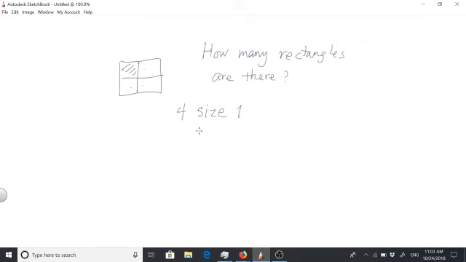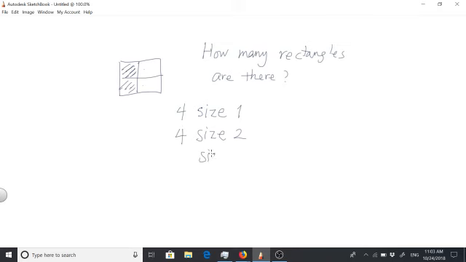And then next we count the bigger size. Let's call it size 2. What has size 2? Well, these contain 2 rectangles, for example, 2 size 1s, and these 2 together will be size 2. And how many are there? Well, going vertical, we have 2. Horizontal, we have 2. So 2 plus 2 is 4.